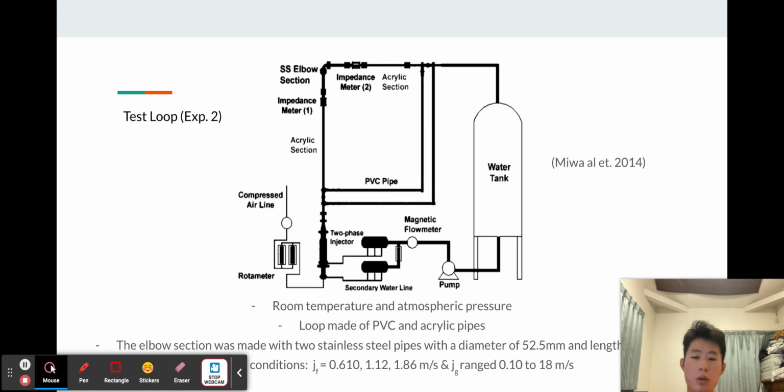So for experiment 2, again, this is conducted in room temperature and atmospheric pressure. And the pipes are made of PVC and acrylic pipes. And instead of flowing up here, since this is experiment 2, the water goes up here and it flows downward like this.